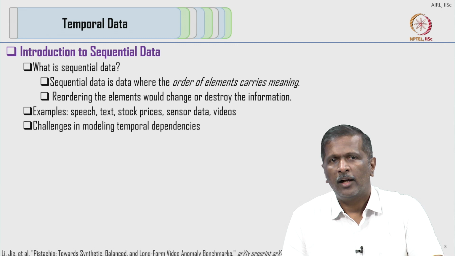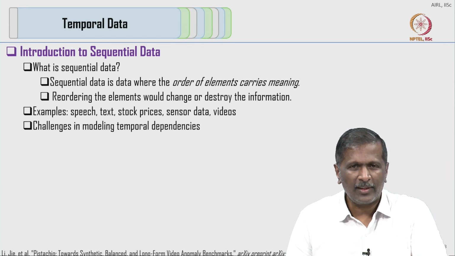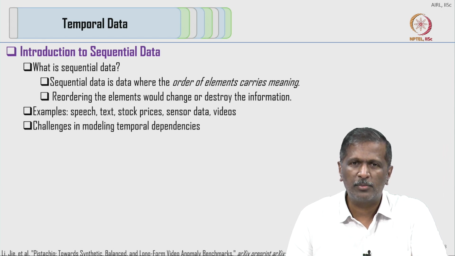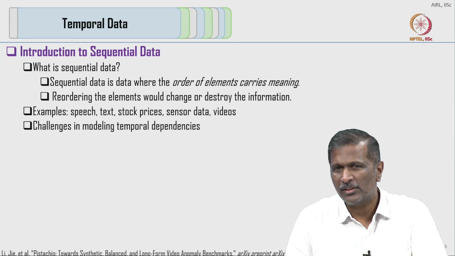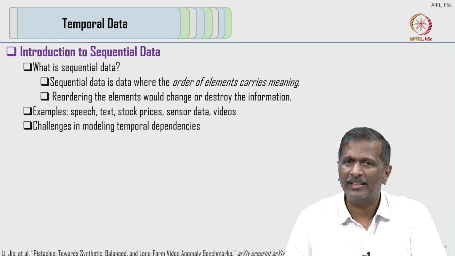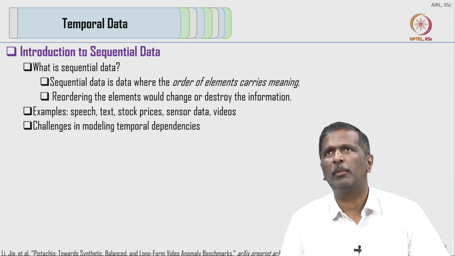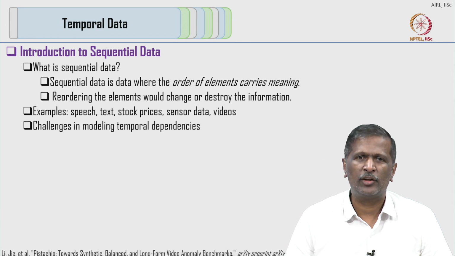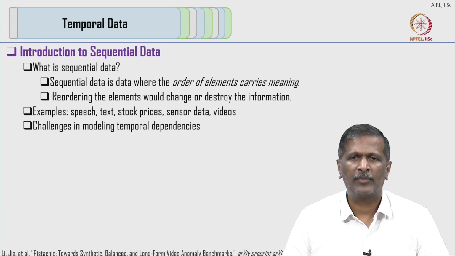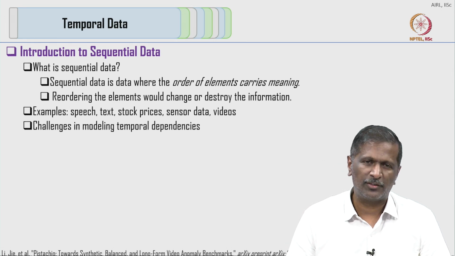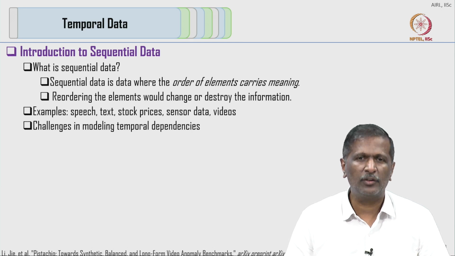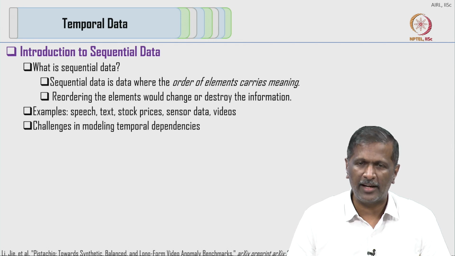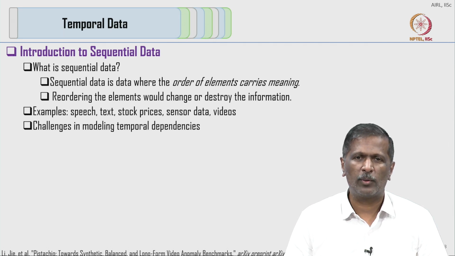What is sequential data? You need to understand the difference between temporal dependencies and data which doesn't have a temporal dependency. Sequential data is where the order of elements carries a meaning. For example, if you're talking about an aircraft or a drone system, you give an input to thrust, you increase the throttle and you expect the aircraft to climb at a specific rate, and when you bring back the throttle, it hovers at that particular point.